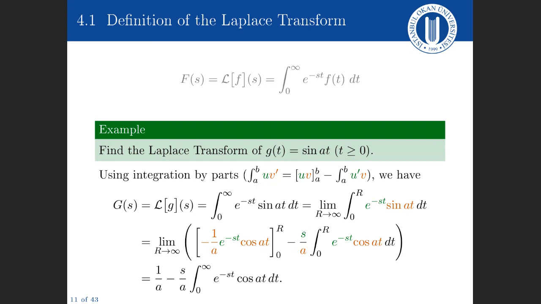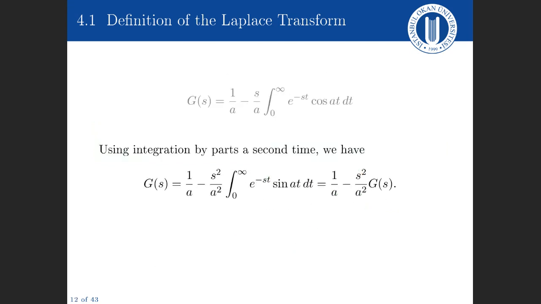Simplify this a little bit. We have 1 over a minus s over a, integral from 0 to infinity, e to the power minus st cos at. Now we still have an integral of two functions multiplied together. So we use integration by parts again.